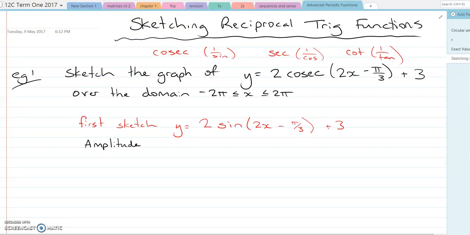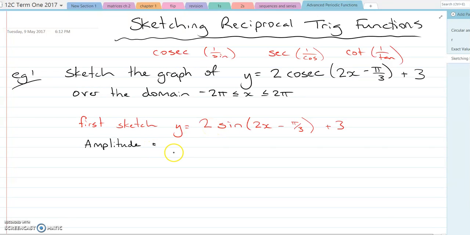Okay, first thing you've got to remember is how to sketch the original trig function. It's going to help you to sketch this first. So the cosecant is 1 over the sine. Okay, so let's sketch the sine function. So some of the things we need to know there.